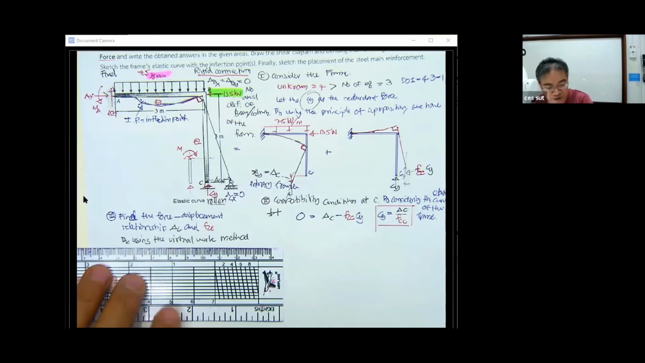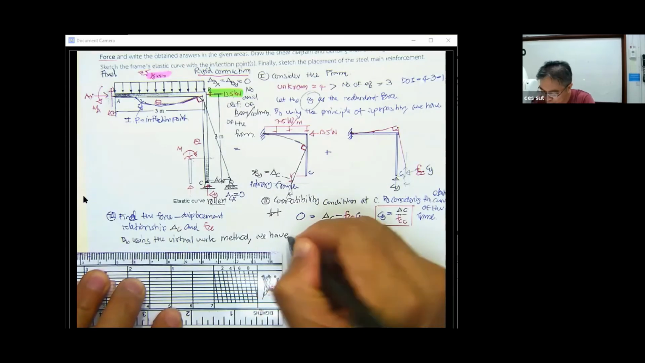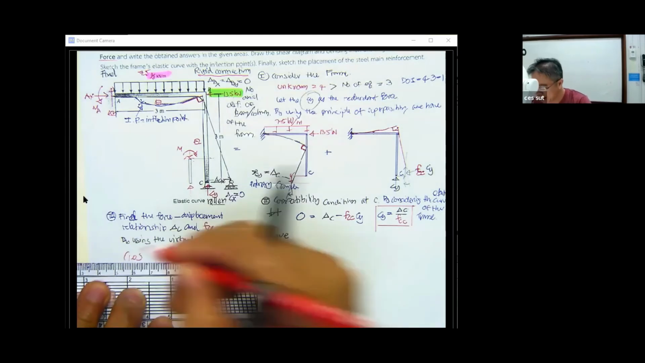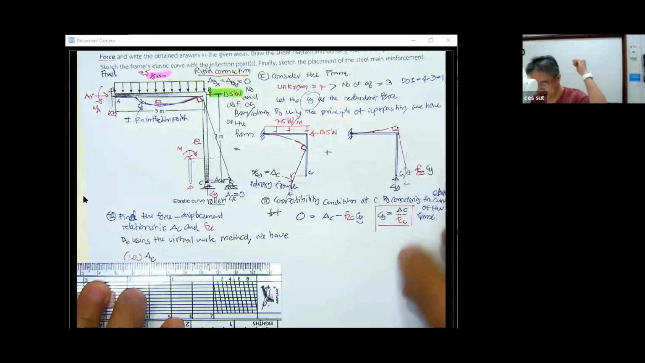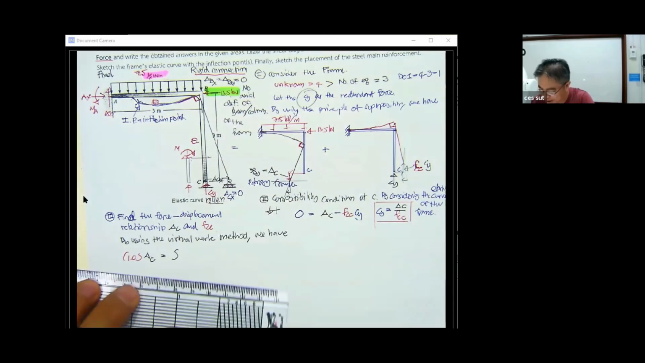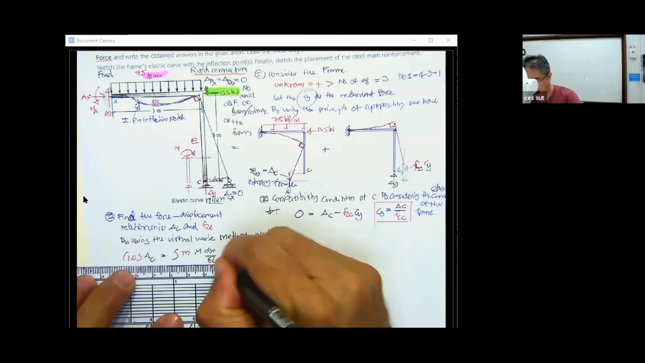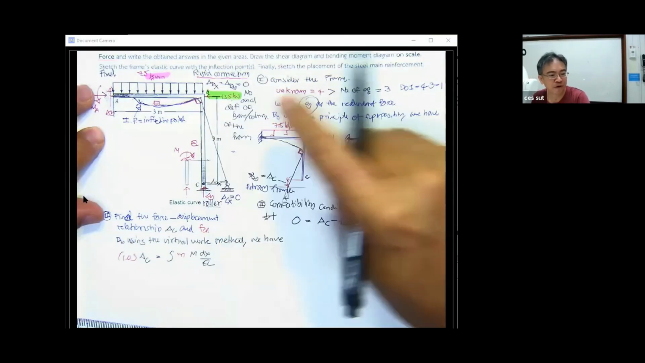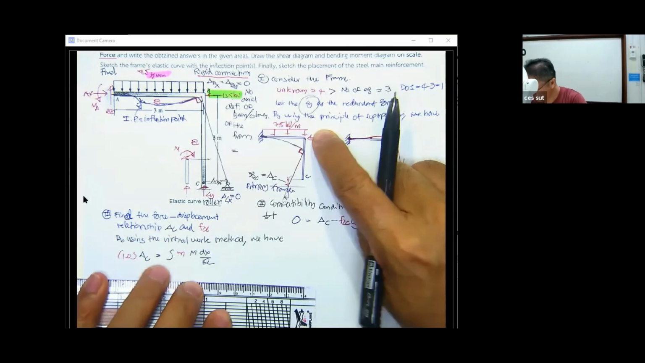By using the virtual work method, we are going to put the 1.0 force times the delta sub c. And then this is going to be equal to the integration of small m capital M dx over EI, and the big M will come from this kind of picture, subjected to the 1.0 unit load.